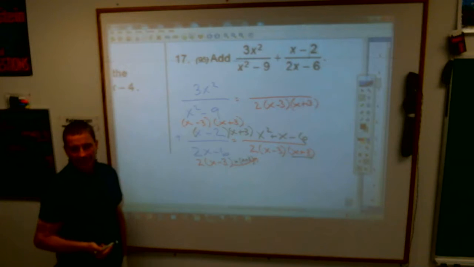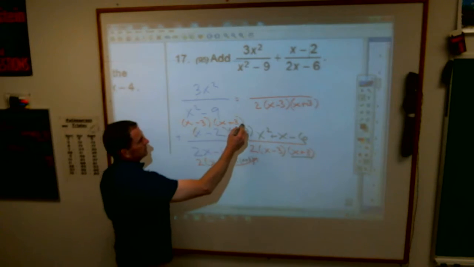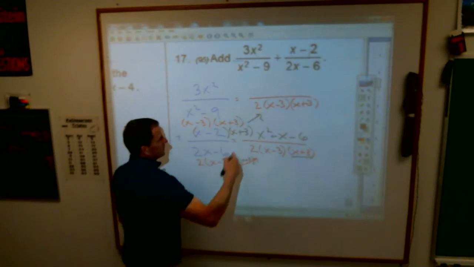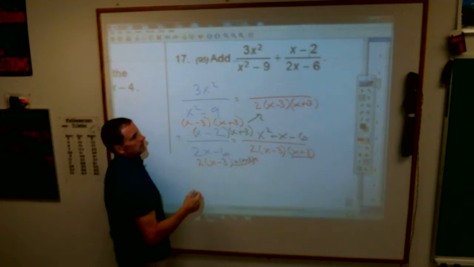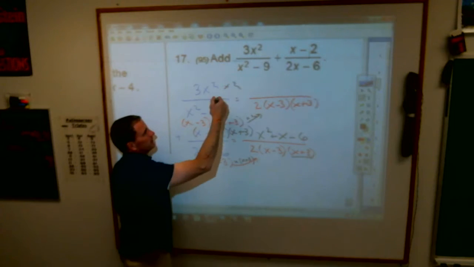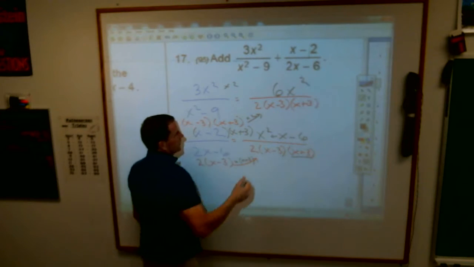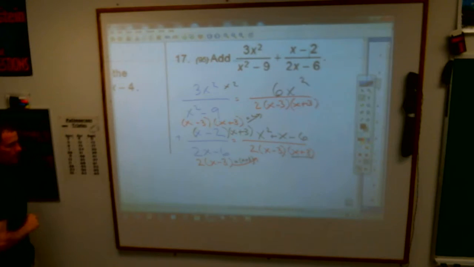What am I missing from the top? Cameron? What am I missing? To go from this to this, I'm missing the x minus 3, or the 2. So I multiplied this by 2, so I have to multiply the top by 2. And 3x squared times 2 should be pretty easy for you. It is 6x squared. Voila. Everybody's happy?